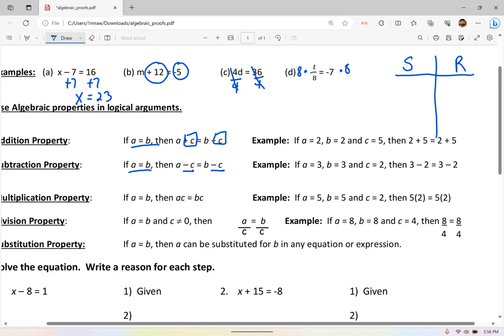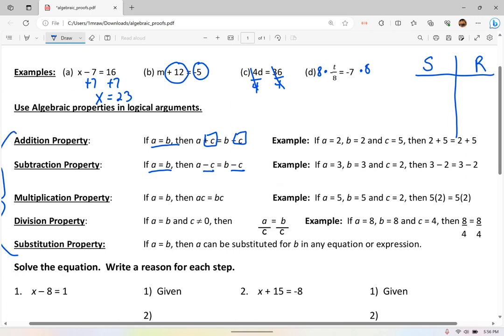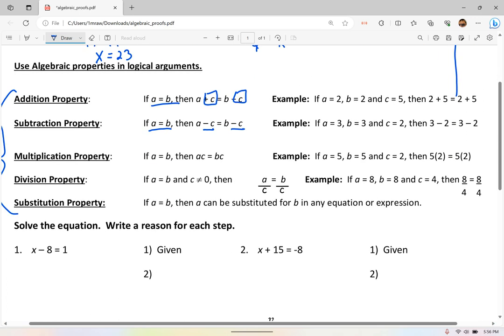Okay. Now, these are in some conditional statements, and we'll talk a little bit more about that tomorrow or Friday. But this is very important. If A is equal to B, then A times C equals B times C. Notice one of the biggest things that you want to see is that you're doing the same thing on both sides, right? After stating that the equations are equal to each other.